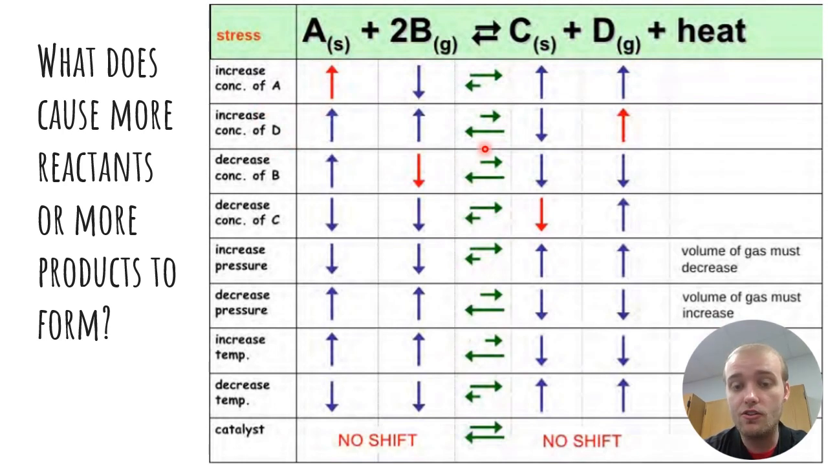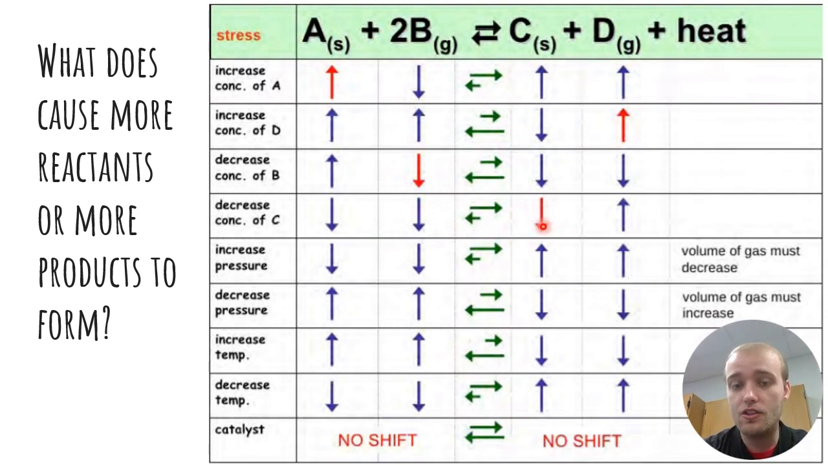If we increase the concentration of D, which is on the product side, we actually push the reaction this direction. We end up creating more reactants. If I decrease the concentration of B on this side, well, I now want to make more B because I decreased the concentration of it. I want to make more. So I'm actually going to shift towards the reactants to try to make more of it.